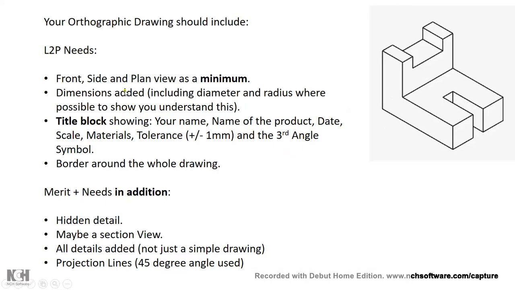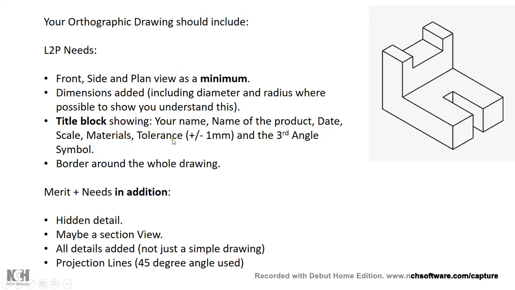And here I've got exactly what you need to have to get a level 2 pass. Front, side, and plan views are a minimum. You must have them, and they must be in the right position. Dimensions added, including diameter and radius where possible, to show your understanding of this. A title block showing your name, name of the product, date, scale, materials, tolerance.